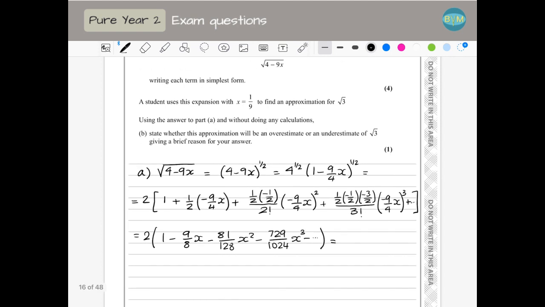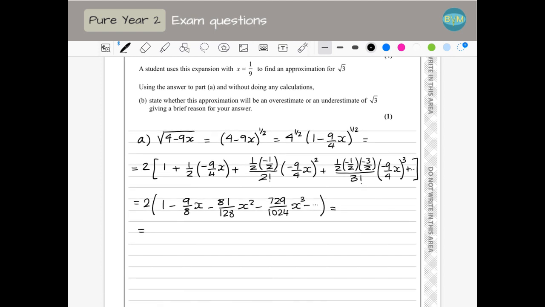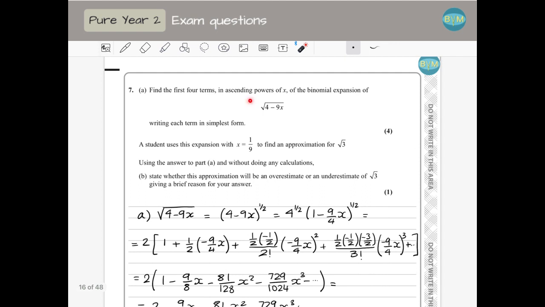Then I multiply by 2. That's the last bit. So when I multiply by 2, I have 2 minus 9/4 x minus 81 over 64 x squared minus 729 over 512 x cubed. So this could be my binomial expansion. This is the first part.